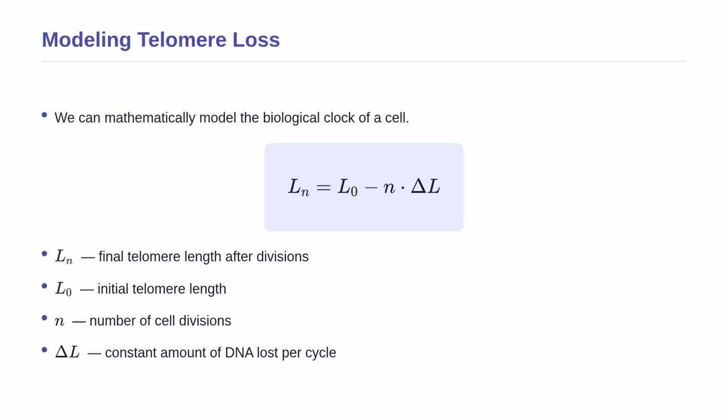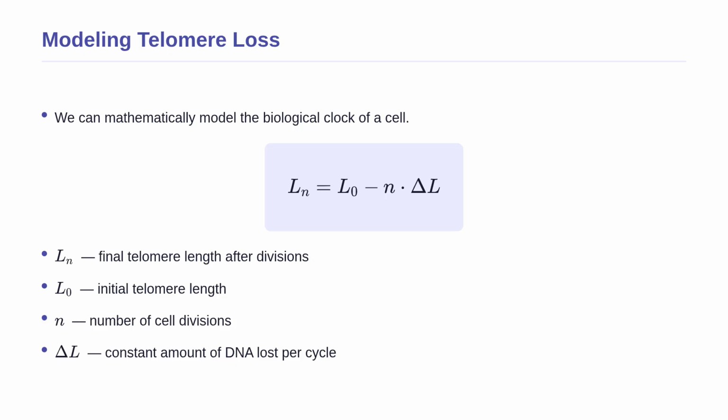This biological clock can actually be modeled mathematically. The formula shown describes the linear shortening of telomeres over time. L subscript n represents the final length of the telomere after a certain number of divisions. L subscript 0 is the initial starting length. The variable n is the number of cell divisions that have occurred. Finally, delta L represents the constant amount of DNA lost during each single replication cycle.